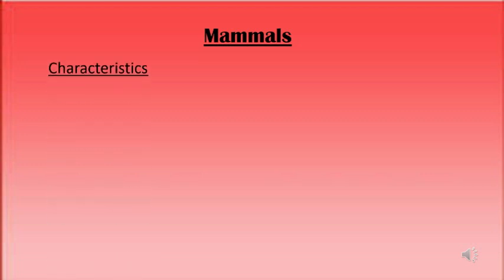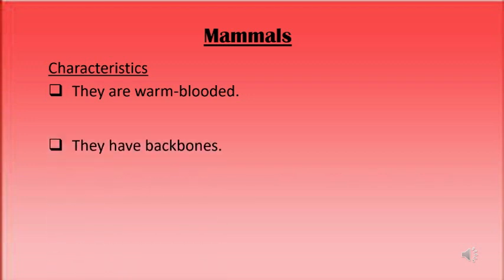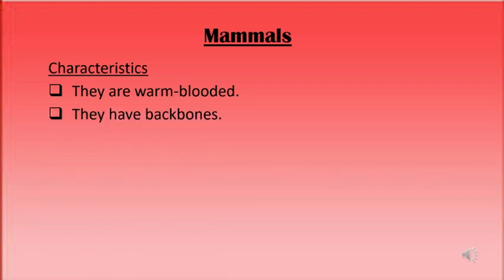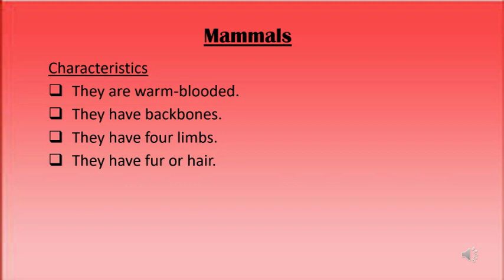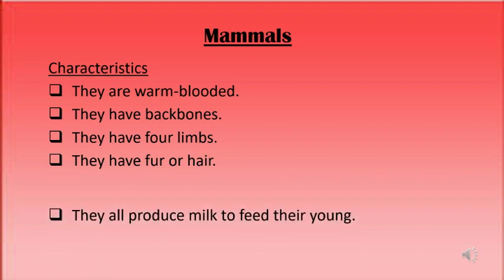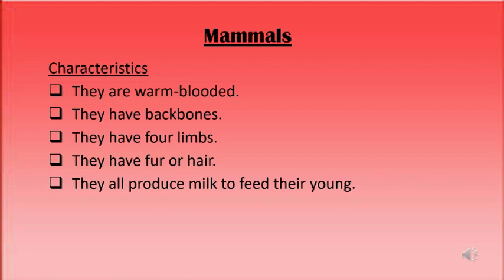Let's see the characteristics of mammals. Mammals are warm-blooded animals. The word warm-blooded means they have a fixed body temperature. And all the mammals have backbones and four limbs. They have fur or hair on their body, and they all produce milk to feed their young ones. And they live in all types of environments. They live on water and land.